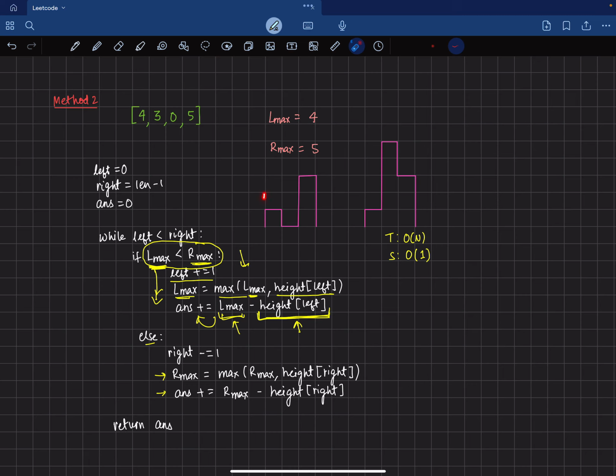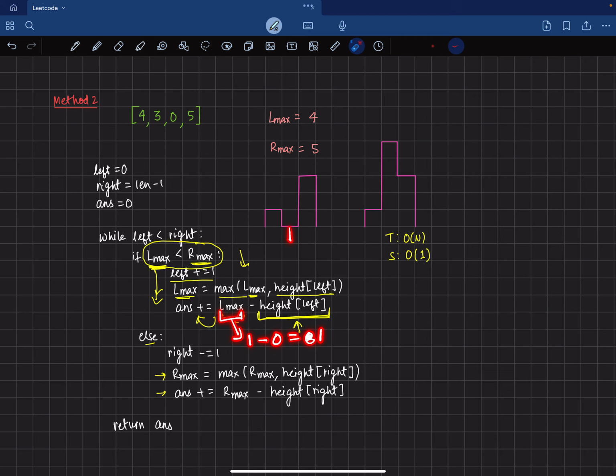Assume I have an example. Suppose my left max right now is this one and right max is this one, okay? And the current index that I'm standing at is this one, of elevation 0. What would happen in this case? It should be pretty obvious. The amount of water that will be stored at this point will be 1, correct? Looking at this equation, left max is what? Left max is 1. Height is what?